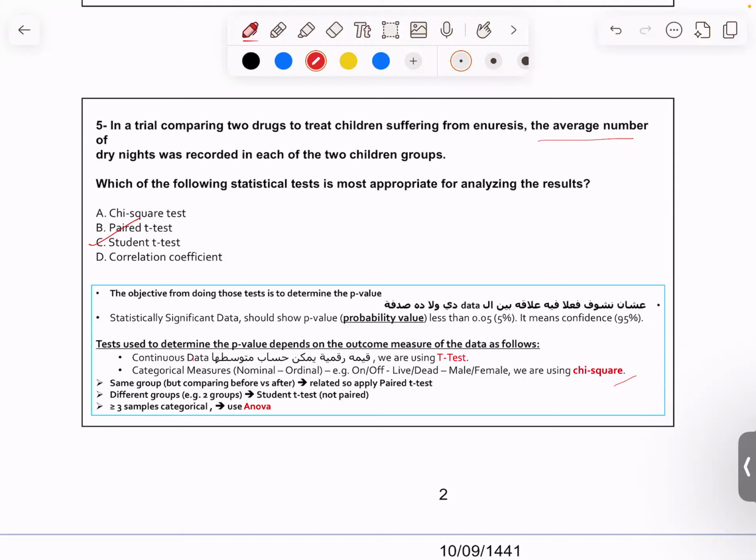Okay, for the paired versus the independent t-test: the paired t-test is used when comparing the same group before and after treatment. Usually this one is used in experimental research studies. We also have the independent t-test, or the two-sample t-test, used when comparing two different groups. Since we are comparing two separate groups, the answer would be the independent t-test. For three or more samples, we use the ANOVA. So the answer here will be the student t-test.